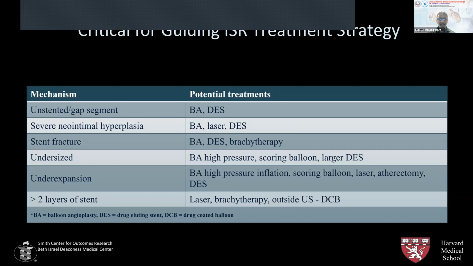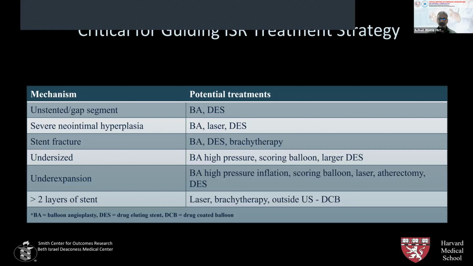We need balloon at high pressure or a scoring balloon, or perhaps a larger DES. Again, for under expansion, we shouldn't be putting in another stent. We should be inflating the lesion with balloon angioplasty. We should be dealing with the plaque so that it can now expand. And if there are 2 layers of stent, then it's probably not the right thing to put in a 3rd layer of stent. So laser, radiation therapy, if available.